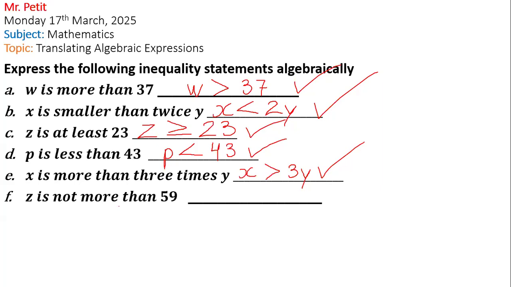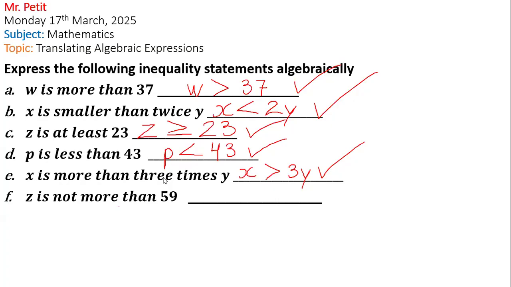Z is not more than 59. Not more than. So it means it's 59 or less than. So what do you think we got for this one? I'm only hearing like three persons answer. The rest of you, are y'all here? Waterfall and Tavano say Z is less than 59. Trayvon and Sanaya, I'm not hearing y'all respond to the questions I'm asking.